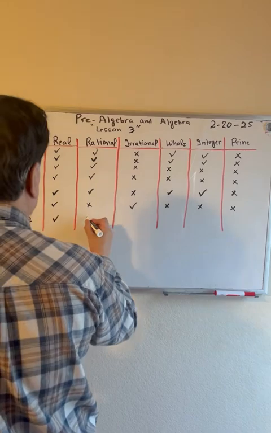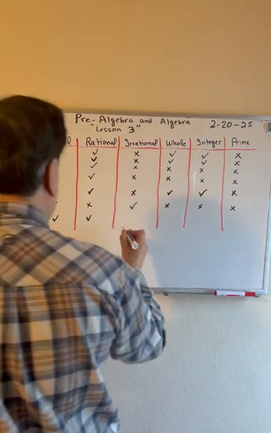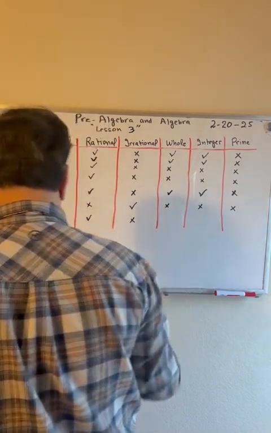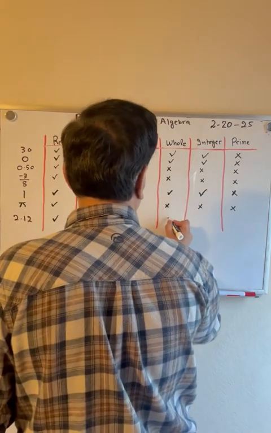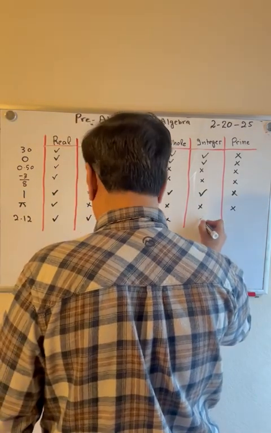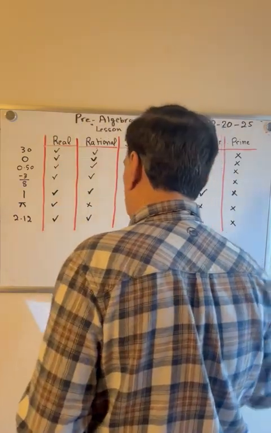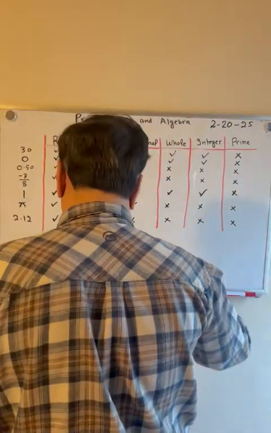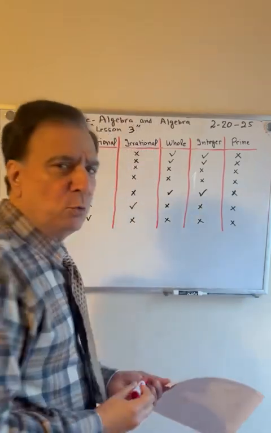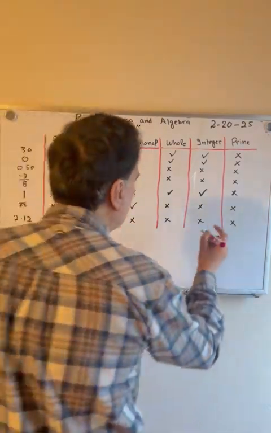Okay. Is it rational? Yes, it is. Is it irrational? Nope, it's not irrational. Is it a whole number? Nope, it's not. Is it an integer? Nope, no. Is it a prime number? Nope, it's not.